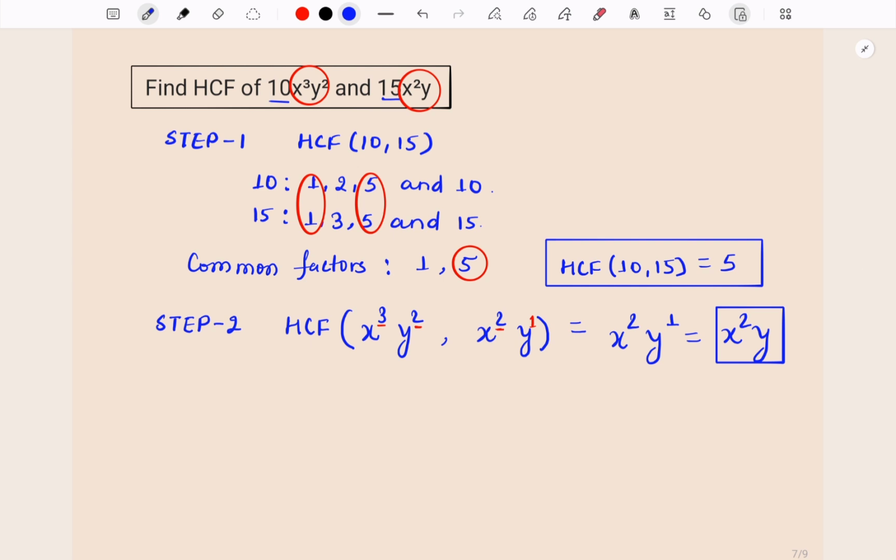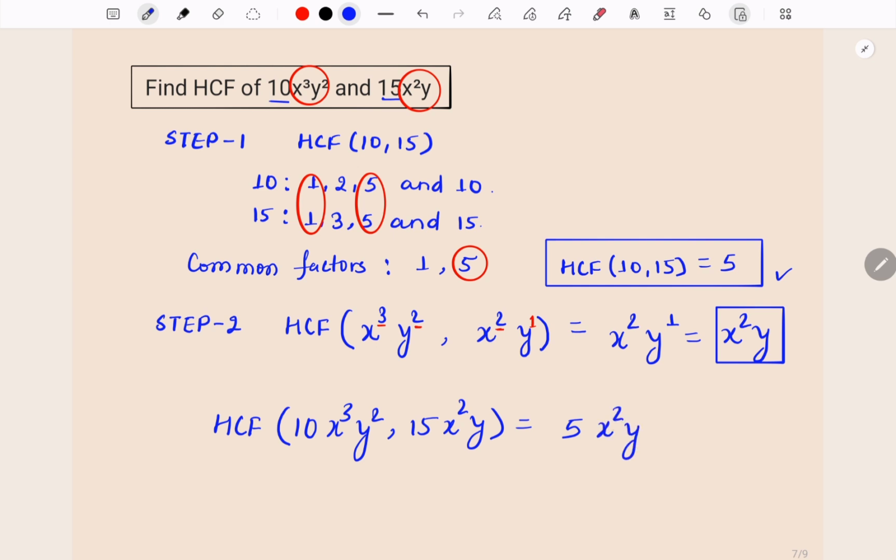So finally we can write the HCF of 10x cubed y squared and 15x squared y as 5 x squared y. That is the HCF of 10 and 15 from step 1, and then x squared y, that is the HCF of the letters from step 2. So here we have our final answer.